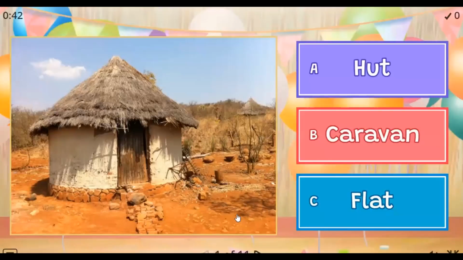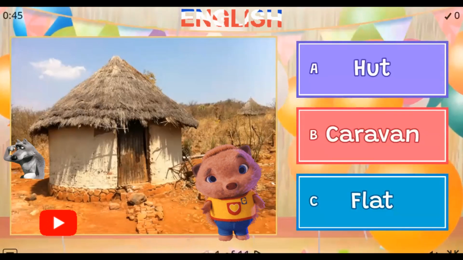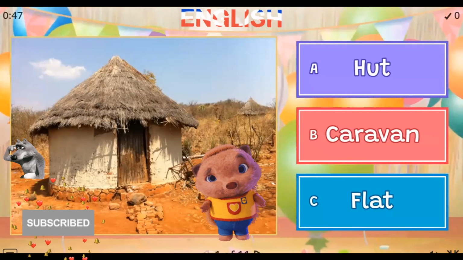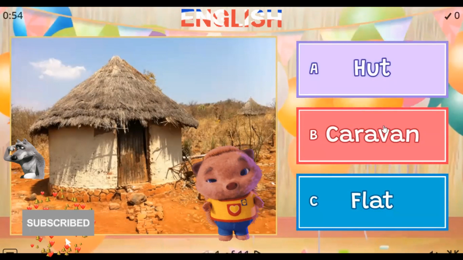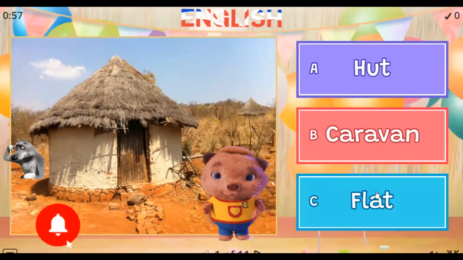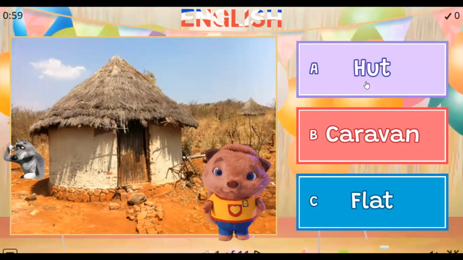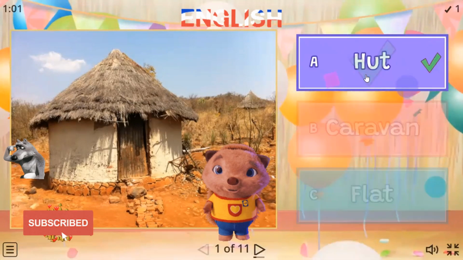Hey everyone, today we are going to discuss a marvelous activity on types of houses. So here you get a picture of a house. Can you guess what type of house it is? Option A, hut. Option B, caravan. Option C, flat. The answer is hut. And it's the right answer.